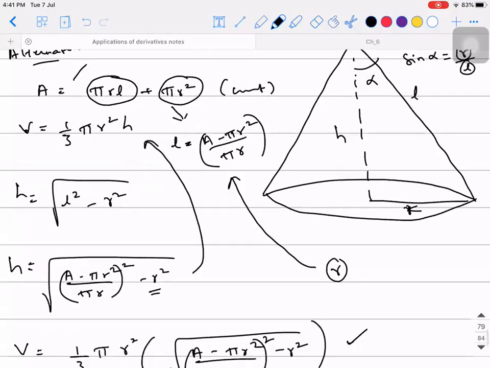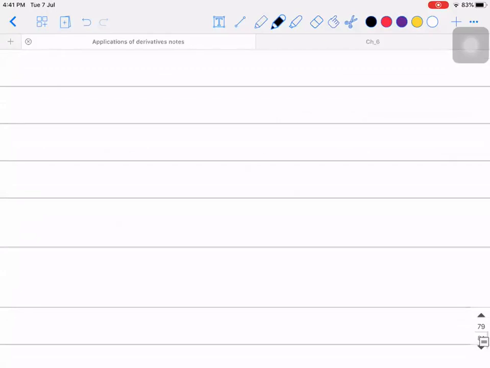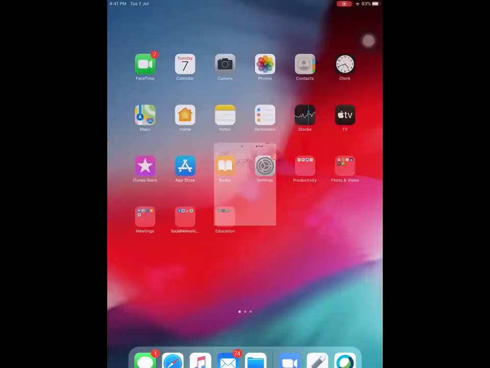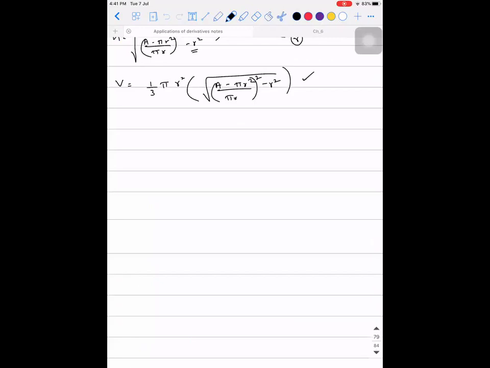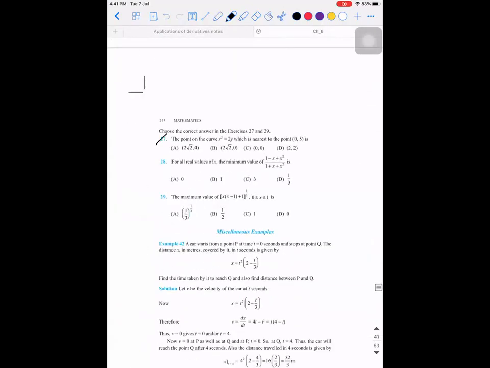So this problem, I'll try to do it in the book and send it to you guys. Okay. So the next two problems we'll do. The point on the curve x square is equal to y, which is nearest to the point 0, 5. This is similar to the example problem. This I'm leaving it to you.